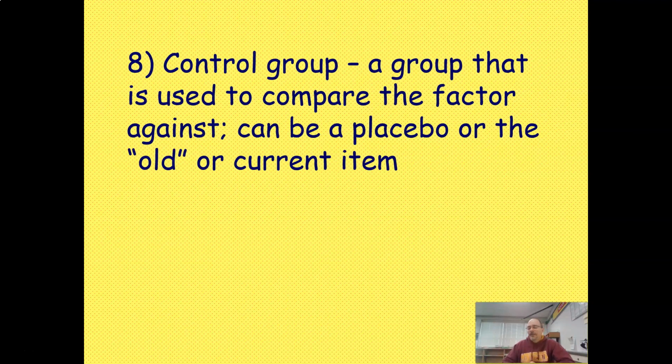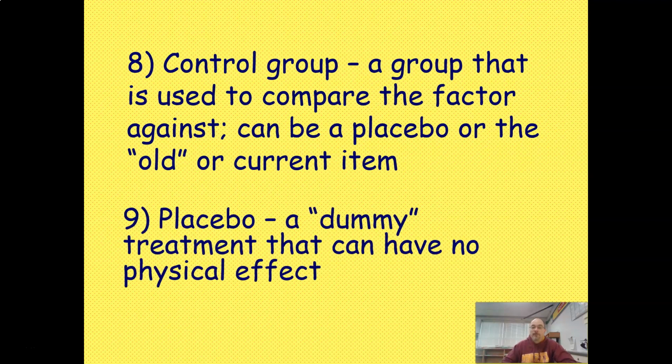Well, you need a control group, folks. A group that is used to compare the factor against. It can be a placebo or old or current item. Think of what's going on right now, folks, with COVID-19 and all of the experiments they're doing. They're doing this exact thing right now with the vaccines. They've got all these people they're testing it on, and they've got a control group that are receiving something else, like a placebo or an old or current item, okay, because you have to have something to compare it to.